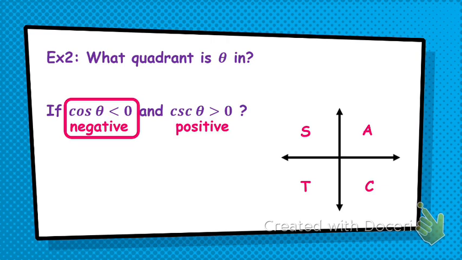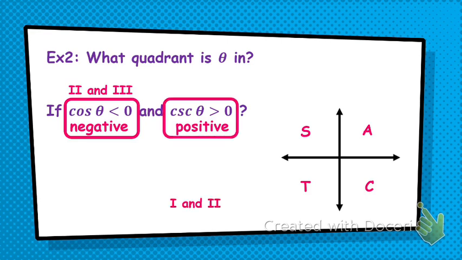So where's cosine negative? Cosine is negative in quadrants 2 and 3, because all are positive in quadrant 1, and cosine is positive in quadrant 4. Oh, we're looking at negative, sorry, yeah. So negative in 2 and 3. Sine, or cosecant, is going to be positive in quadrants 1 and 2. So where those things overlap would be quadrant 2.